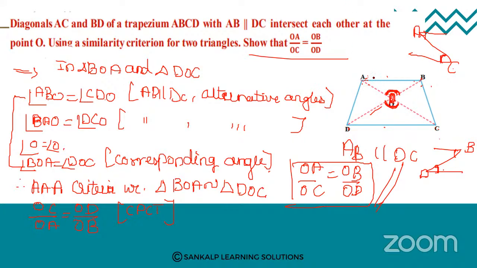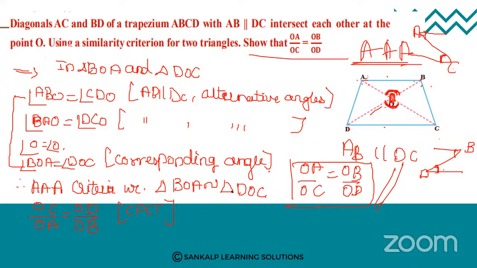Yes. So here we use the criteria rules. Here three angles are equal. So by using AAA, we can say that BOA and COD are, sorry, not equal, similar. When triangles are similar, corresponding sides are in the same ratios. That means OA divided by OC and OB divided by OD ratio. If you write it in reverse, then you will get OA divided by OC is equal to OB divided by OD.